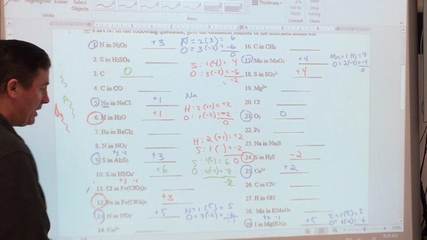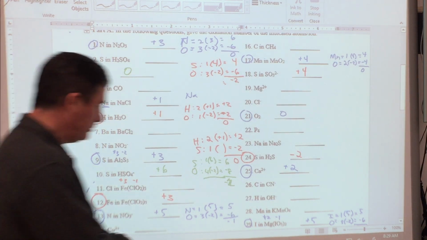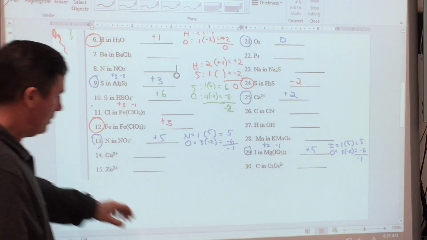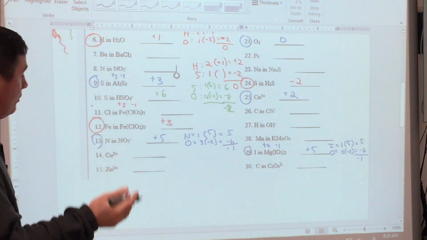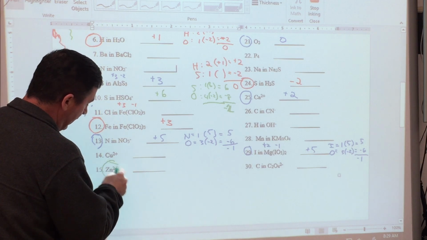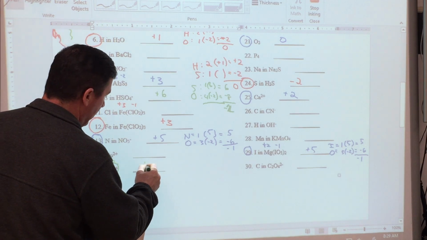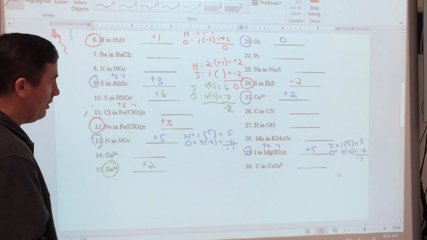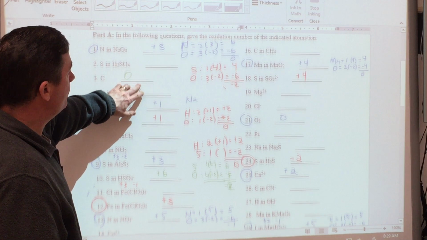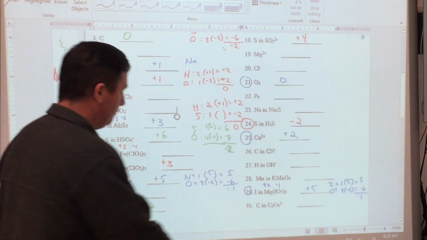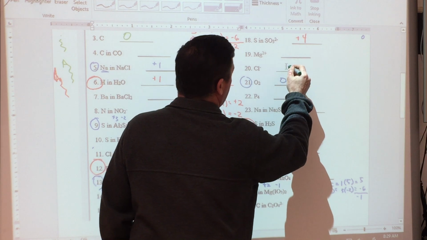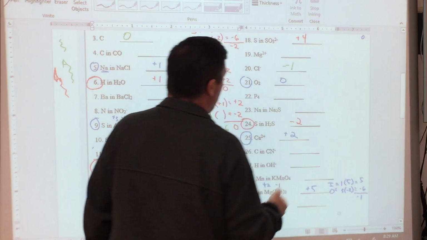Try to remember to put your positives too, okay? You have to have this part down in order to do any of the rest, so this has to be done first. If it is an ion, you use the charge of the ion. That's pretty straightforward. Number 15, what else do we have to do? Number 20. Ion, use the charge of the ion. -1.